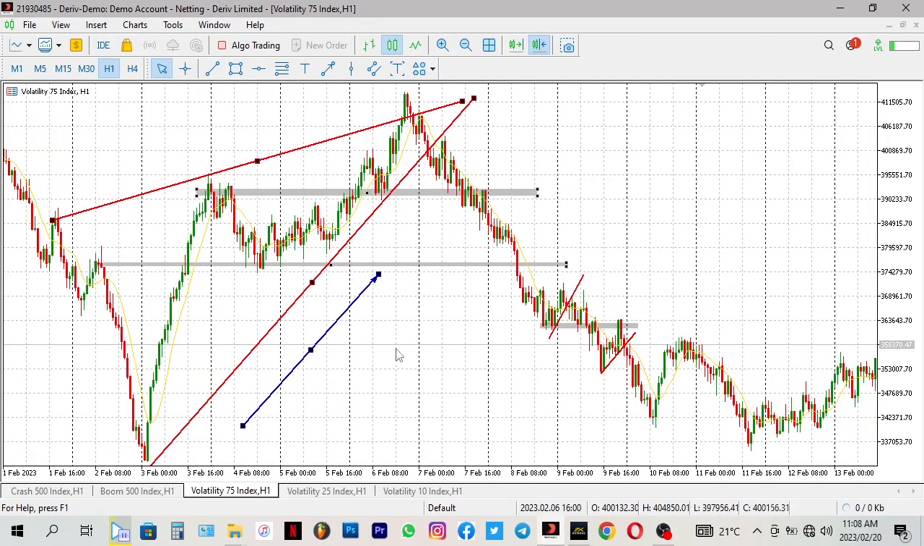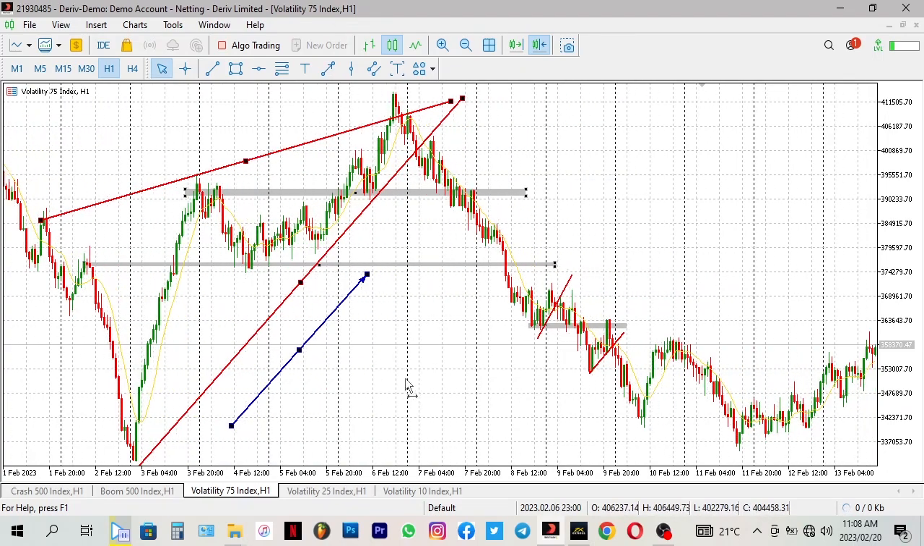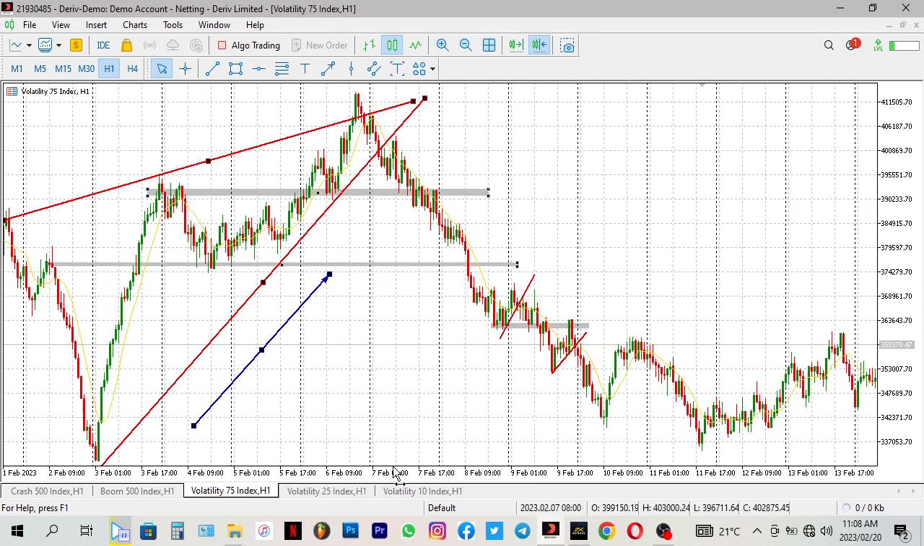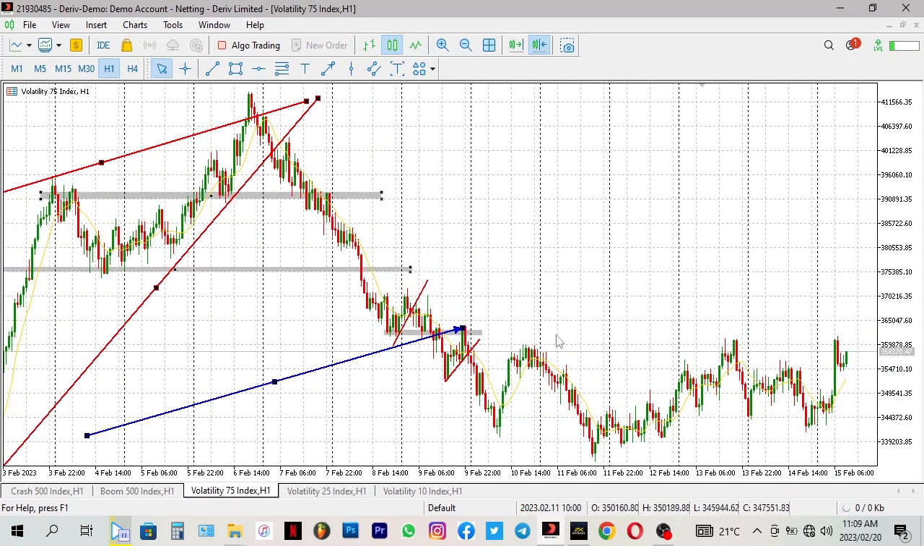But overall, this is what I trade on a daily. It works for my strategy, whereby I make big profits on this index, Volatility 75. So let's go to our next index.